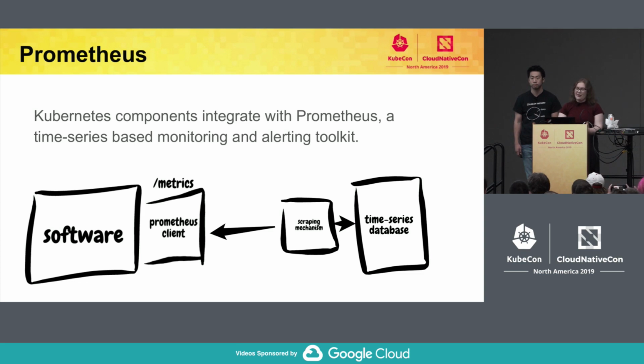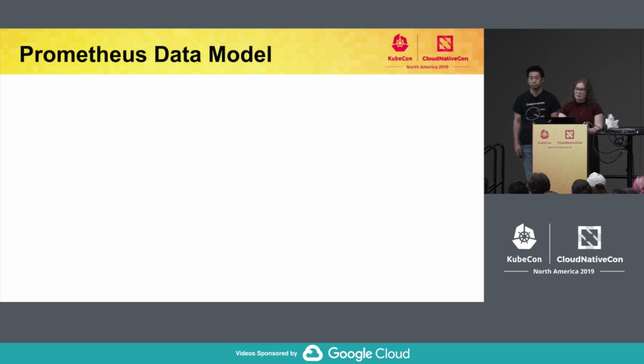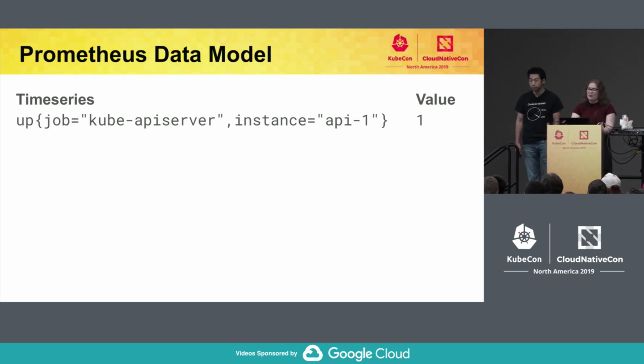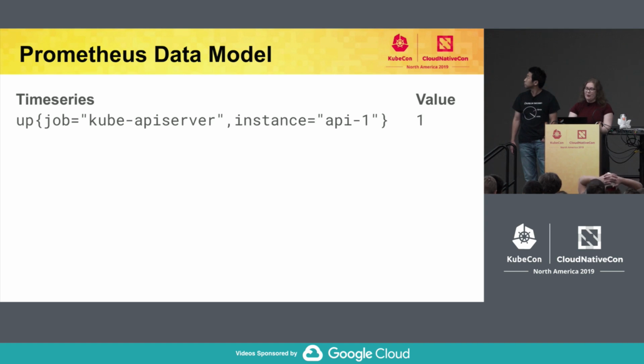All Kubernetes binaries are instrumented using Prometheus clients and export Prometheus metrics by default. And so, as soon as you set up a metrics sink, you can collect metrics on your cluster health without any additional configuration. So what do Prometheus metrics look like? Each time series has a name, a series of labels with values, and an overall value. In this example, our time series is called up. It has a label of job with label value kube-apiserver, and label instance with label value api1, and the overall time series value is 1, presumably because our API server is up.